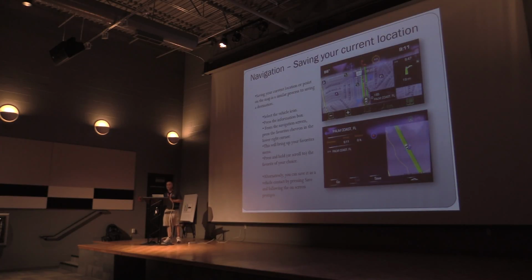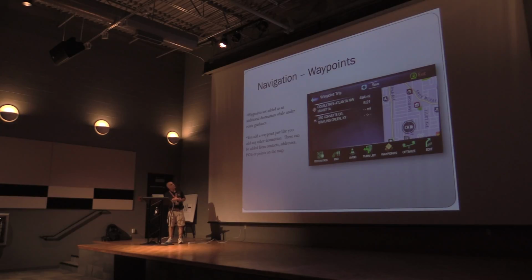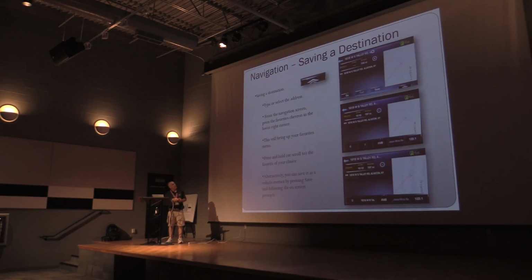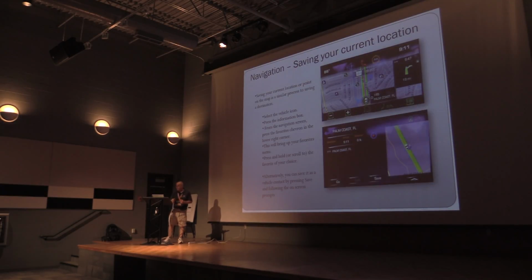All right, saving your current location. Does everybody know that you can save your current location without searching for it or entering it alphabetically? If you simply press on the vehicle icon that displays on the map screen, it's going to bring up a dialog box. Sorry, it was backwards. If you press on the vehicle icon, it's going to bring up a dialog box.